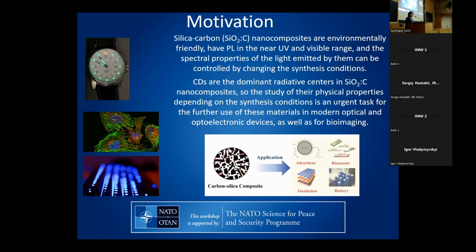They show photoluminescence in the near ultraviolet and visible range, and the spectral properties of the light emitted by them can be controlled by variation of the synthesis conditions. It is known that carbon dots are the dominant radiative centers in those materials, and therefore the study of the physical properties that depend on the synthesis conditions is now a very interesting task from the point of view of future application of this material in modern optoelectronic devices and also in bioimaging.